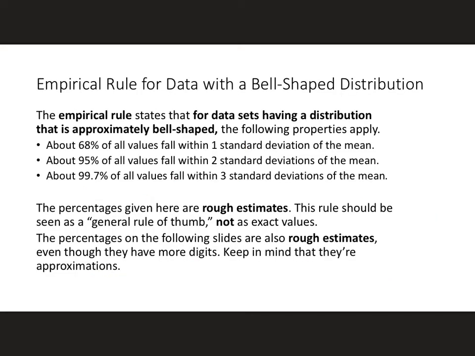So after looking at significance, we're going to take a look at the empirical rule for data with a bell-shaped distribution. The empirical rule states that for data that have a distribution that is approximately bell-shaped, or normal, the following properties apply. About 68% of all values fall within 1 standard deviation of the mean, about 95% of all values fall within 2 standard deviations of the mean, and about 99.7% of all values fall within 3 standard deviations of the mean.